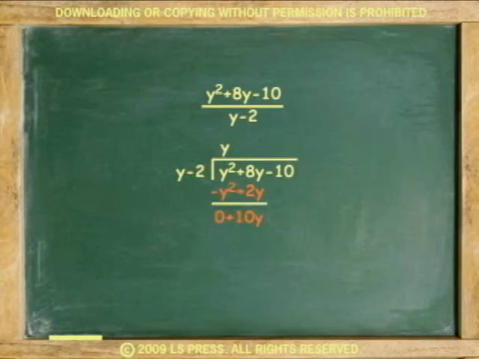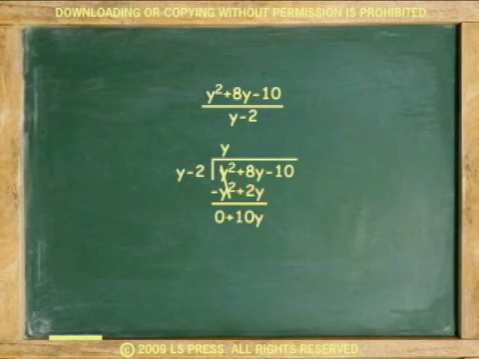Now subtract algebraically. This means that the sign of the products must change, so that the first term of the trinomial cancels and the second term becomes 10y. This is the end of the first cycle or iteration.